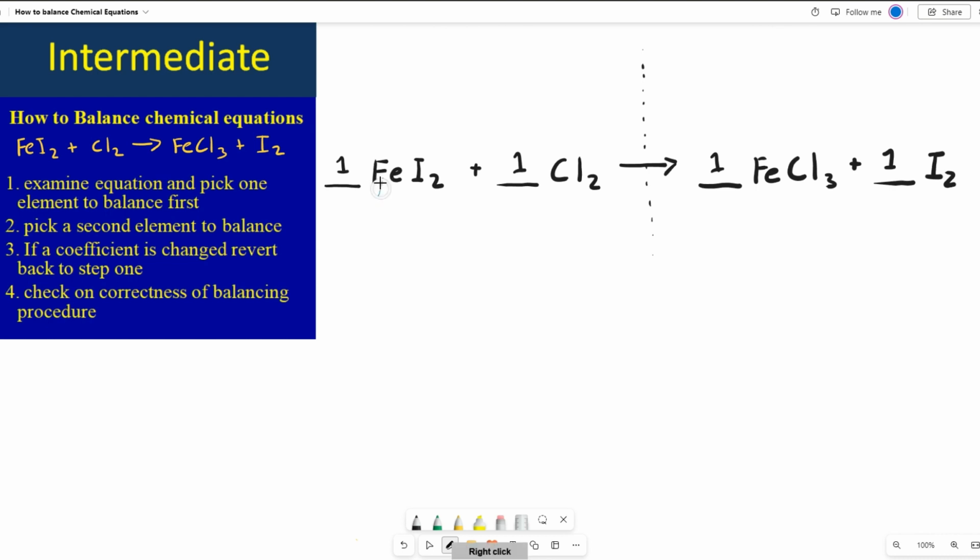Then you check and see how many irons are on one side and how many irons on the other side. If they're not equal, you change the coefficients in front. Then you pick a second element and do the same thing for the second element. And any time that you change a coefficient, you basically have to revert back and start over at step 1 and redo all of the elements over again. And when you're finally done and you go through all of the elements and didn't need to change anything, then you just recount up all the elements on each side of the equation to make sure that they are the same.